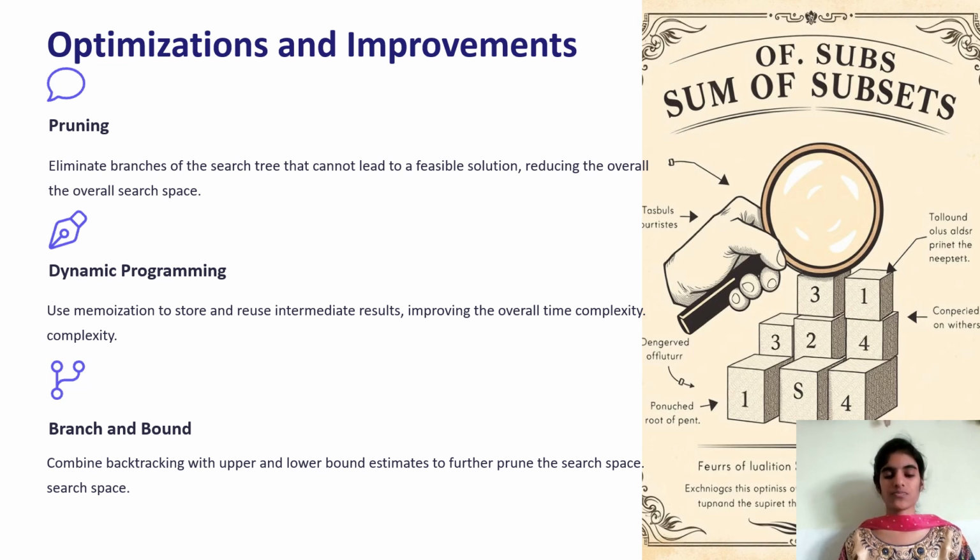Next, we will move to dynamic programming. Memoization is used to store and reuse intermediate results, improving the overall time complexity. Next, we will discuss branch and bound. Combine backtracking with upper and lower bounds. It helps to further prune the search space tree. These three are the optimization techniques used in sum of subsets problems.